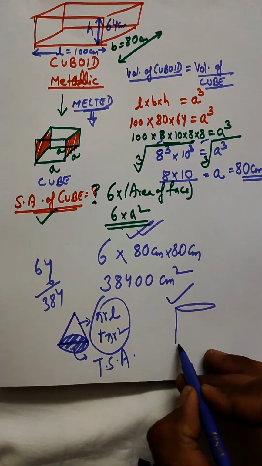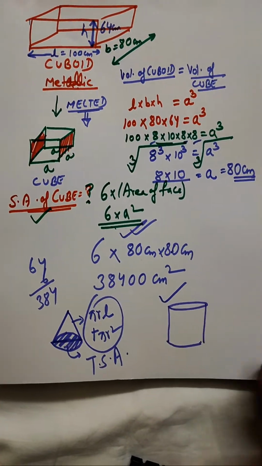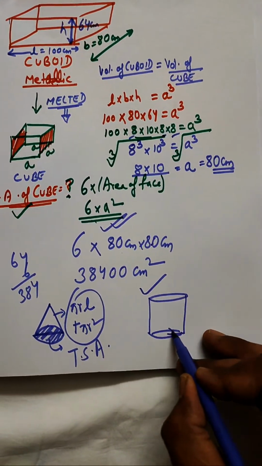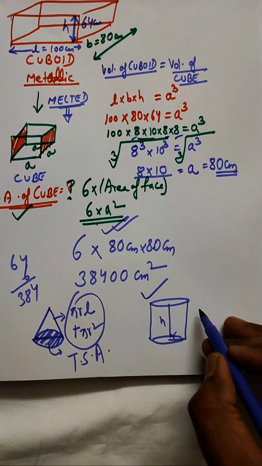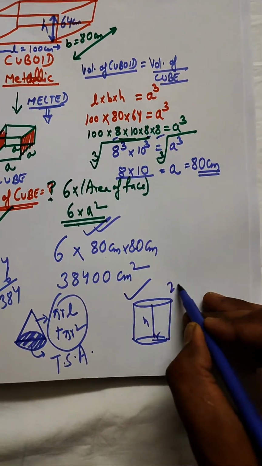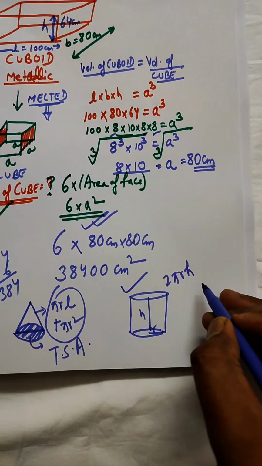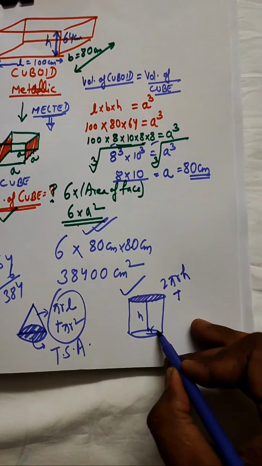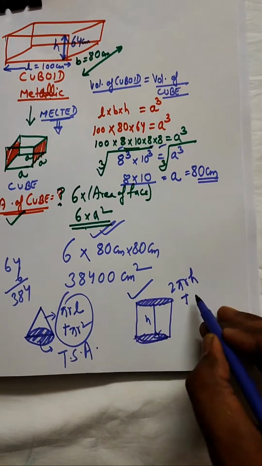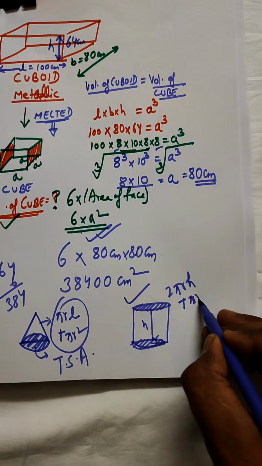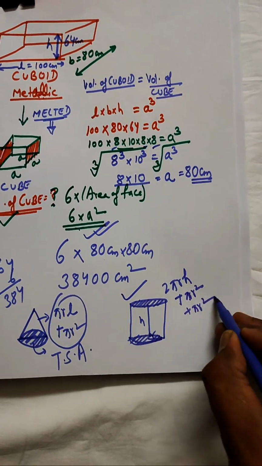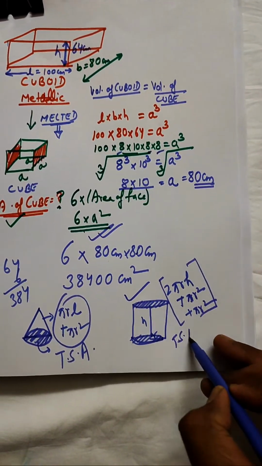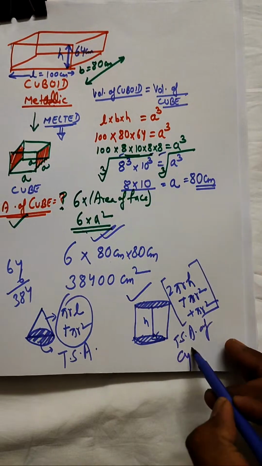Similarly, if we are having a right circular cylinder with a radius r and height h, we know that the curved surface area is 2 pi r h. And if we add the area of the circles at the top and bottom, that is pi r square plus pi r square, this will be equal to the total surface area of the cylinder.